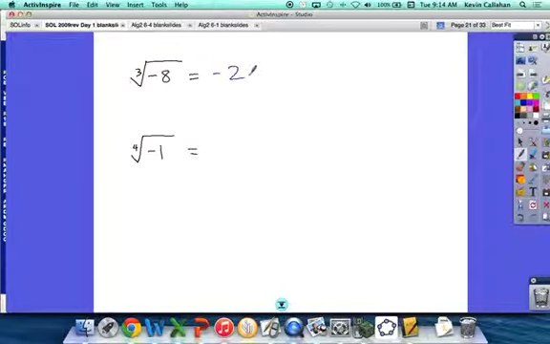Okay, and what about the fourth root of negative 1? Try it. How do you do the fourth root? Okay, 4, math 5, negative 1, what did you get?